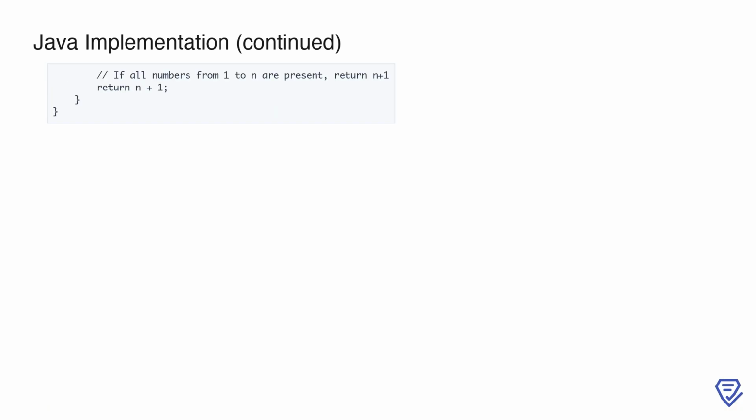Finally, we loop through the array to identify the first index with a positive value. This index corresponds to the smallest positive integer missing from the array, and we return i plus 1 as the result. If all indices have been marked as negative, it means all numbers from 1 to n are present in the array. In such a case, the smallest missing positive integer must be n plus 1, so we return that. This approach ensures we solve the problem in O(n) time complexity while using constant extra space.